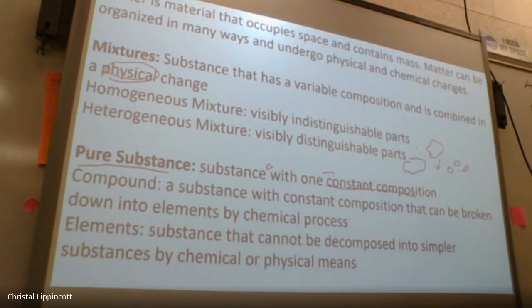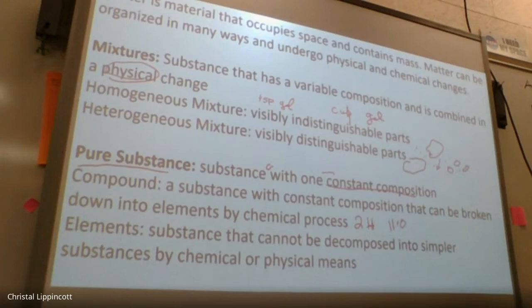Pure substances are going to be one constant composition throughout. There's no variation in that. Whereas here we could have a teaspoon of salt to a gallon of water, or we could have a cup of salt to a gallon of water. That's all salt water. Down here with compounds, the composition is the same all the time. It's always 2 hydrogens to 1 oxygen, and that is your water.